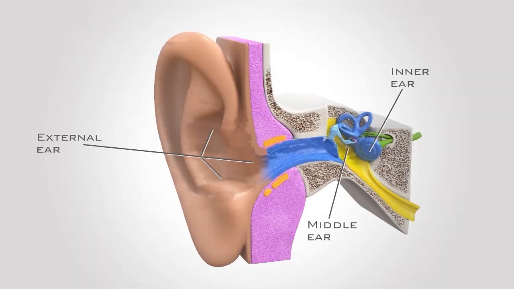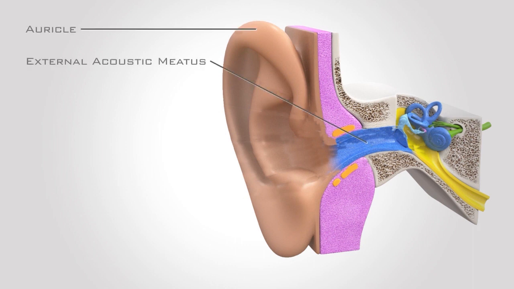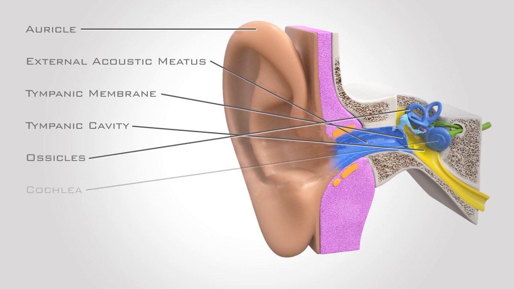Ears. Observe the parts of the external ear, the middle ear, and the inner ear. The external ear consists of the auricle and the external auditory meatus or canal, leading to the outer surface of the tympanic membrane. The middle ear or tympanic cavity contains the ear ossicles, and the inner ear consists of the cochlea and vestibular apparatus.